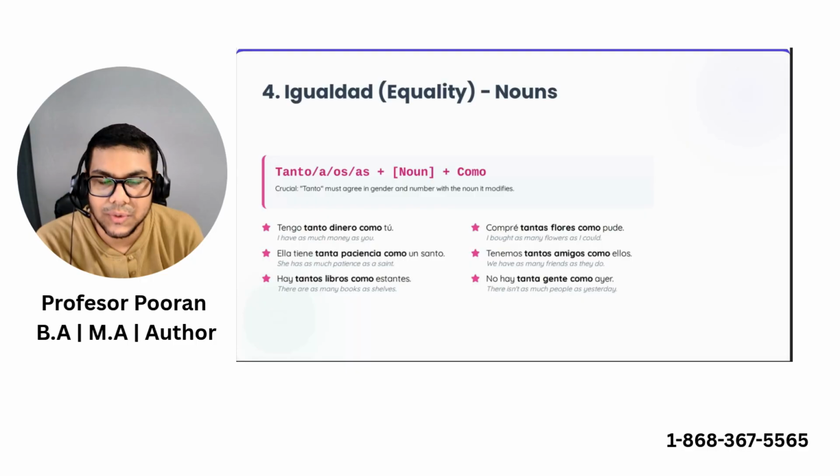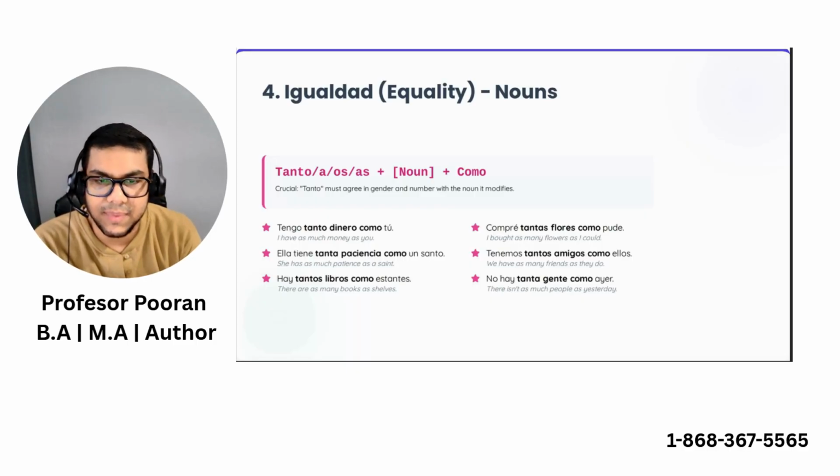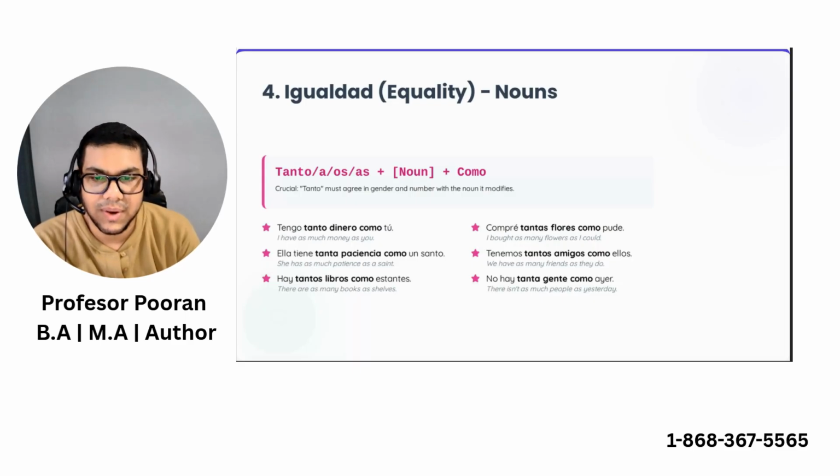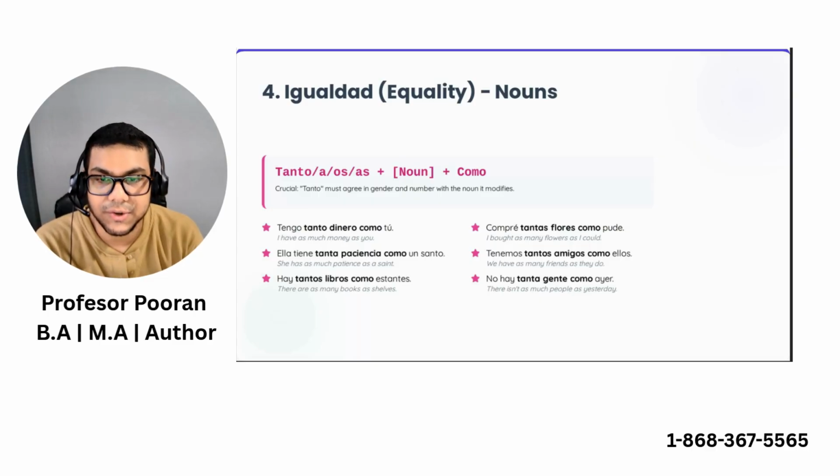What if we want to show equality when it comes to nouns? I just want to insert this lesson here because sometimes we want to say these things and we don't know how to do that. So we have the structure tanto, which can change to tanta, tantos, tantas. The reason why they are changing is because they agree with a noun. As you can see, the structure plus a noun plus como. So tanto must agree in gender and in number with the noun it modifies.